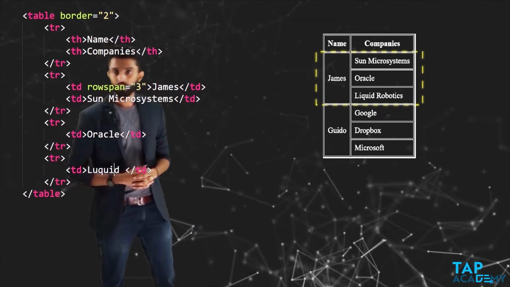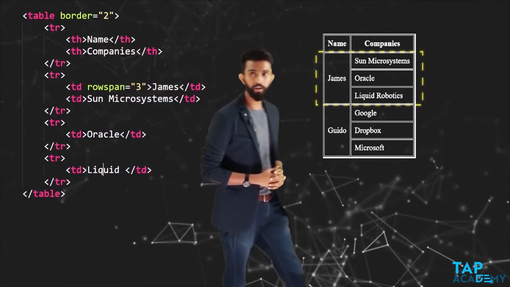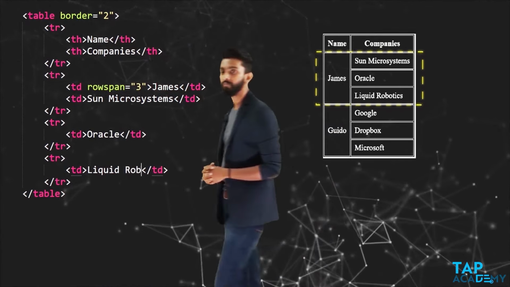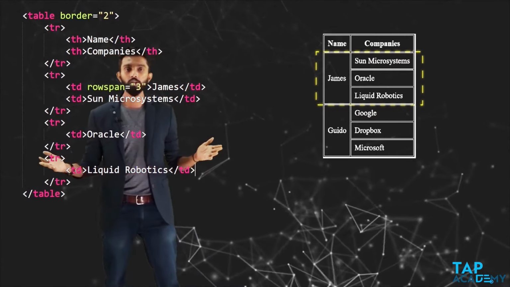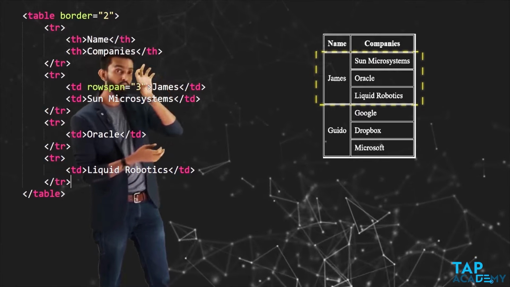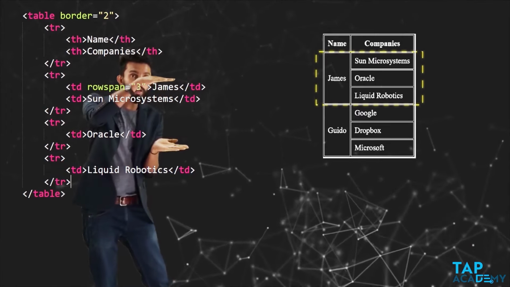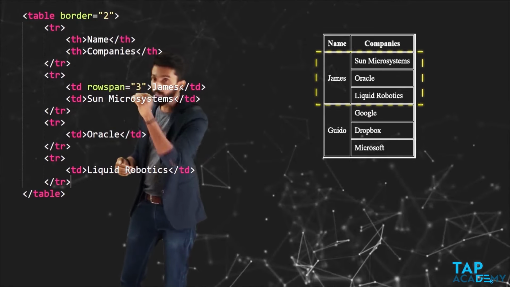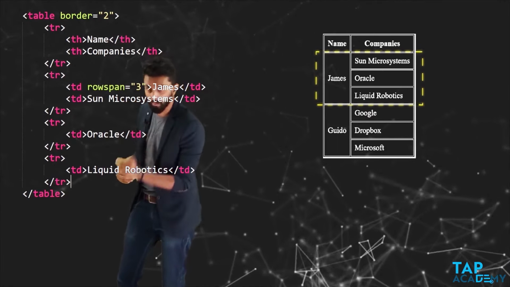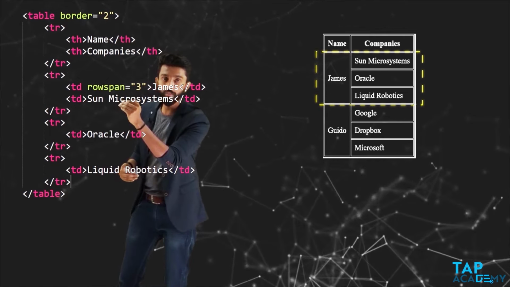Spelling, I will fix it. LIQUID. Liquid Robotics. Any confusion till this point of time? That's it. It is done. So James spanned across 3 rows and the company Sun Microsystem will have James as the name. Even Oracle will have James as the name. Even Liquid Robotics will have James as the name.